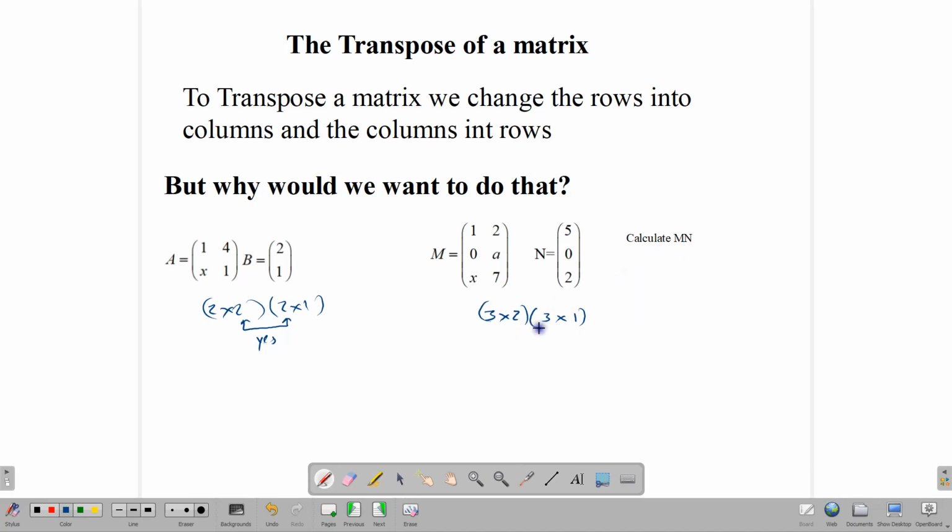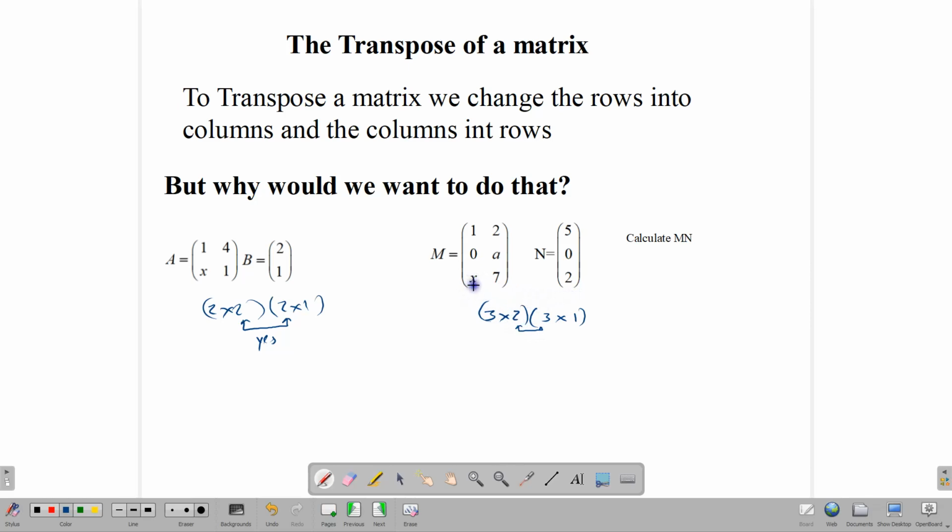So what do we do? In order to fix this problem, we can transpose the matrix. To transpose the matrix means that we change the rows into columns and the columns into rows. What we want is for these two numbers on the inside here to be the same. At the moment, they're not the same. This one has a 3, this one has a 2. However, this matrix does have a 3 in terms of the rows here. So if we switch around the rows and columns here by transposing this matrix M, we can get it to look like a different matrix, and therefore we can multiply M by N.